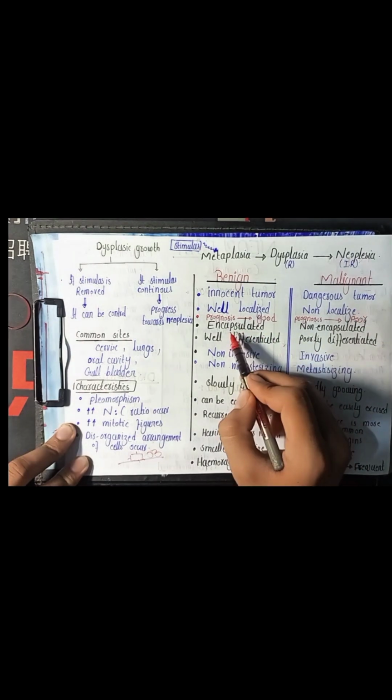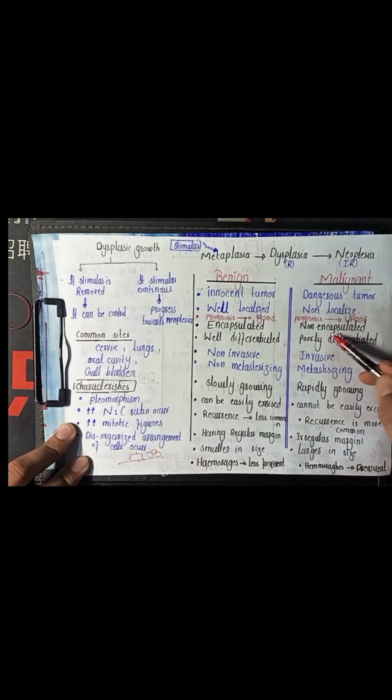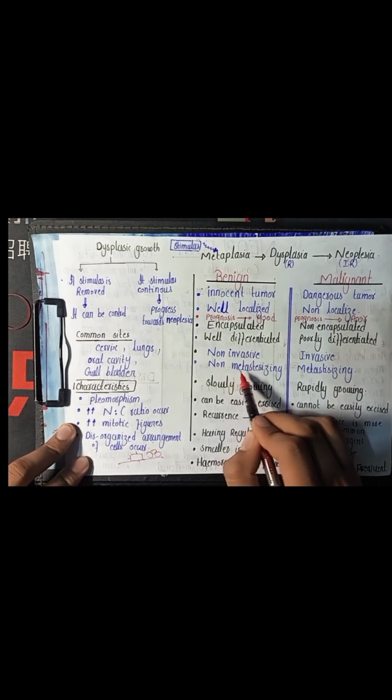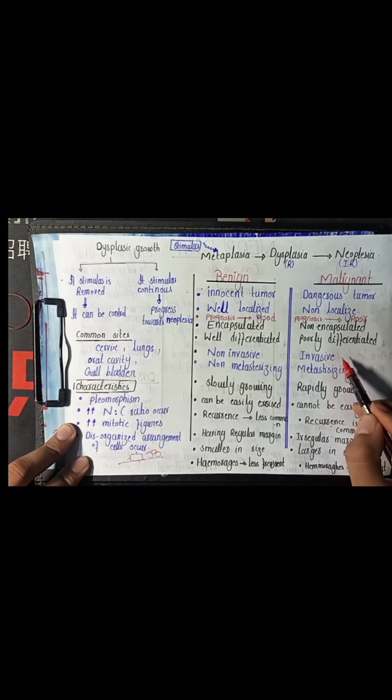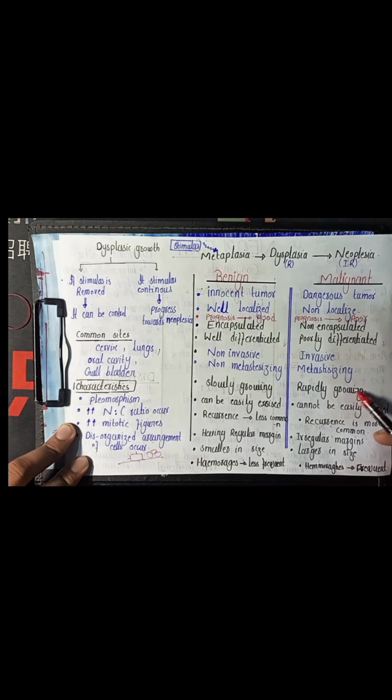Similarly, benign tumors are well encapsulated and well differentiated, but malignant tumors are non-encapsulated and poorly differentiated. Benign tumors are non-invasive and non-metastasizing, whereas malignant tumors show invasion, they infiltrate the nearby tissue. Similarly, malignant tumors also show metastasis. Benign tumors are slowly growing tumors and they can be easily surgically excised, whereas malignant tumors are rapidly growing and they cannot be easily surgically excised.